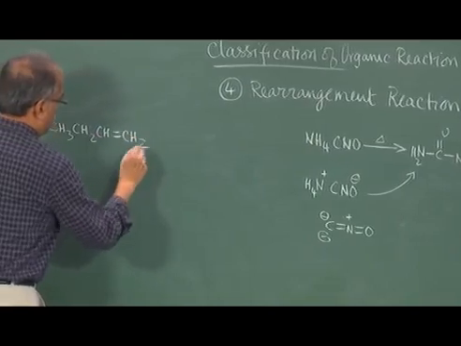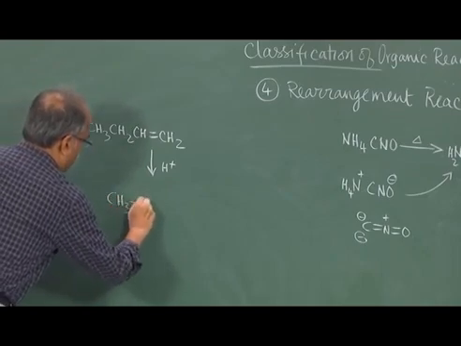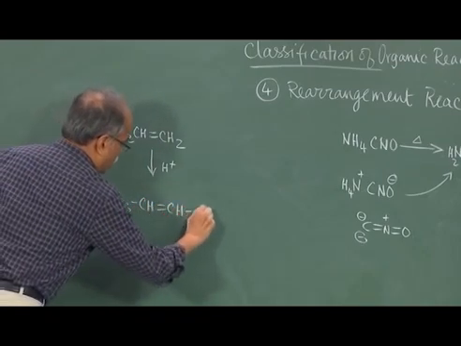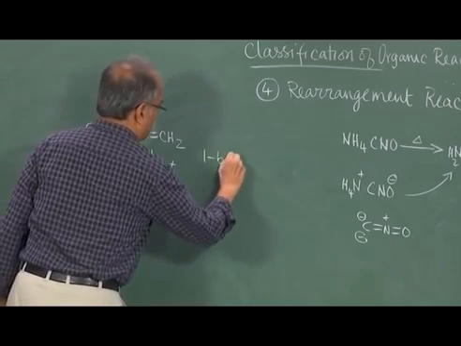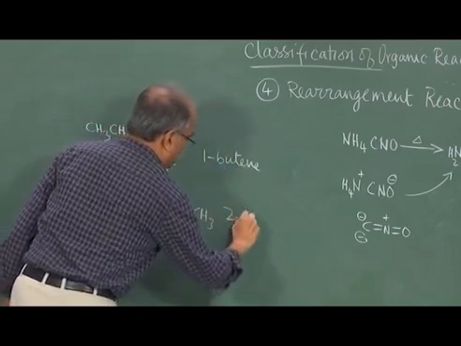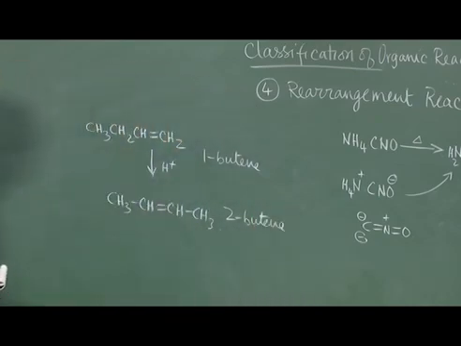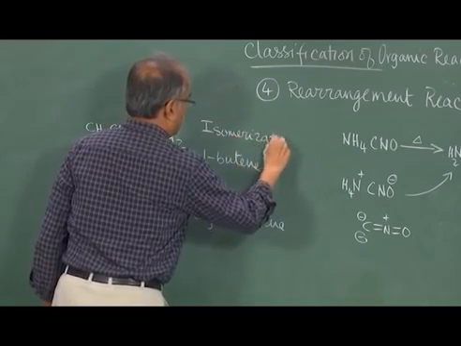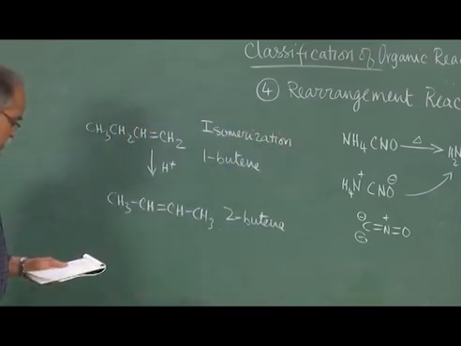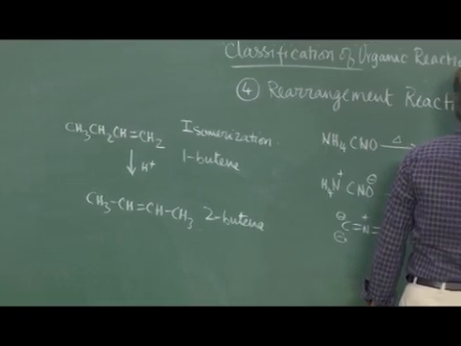Here there is a rearrangement: if you treat it with an acid, essentially it will undergo rearrangement to give a more substituted olefin. Here there is a migration of a double bond; this is 1-butene, whereas this is 2-butene. So, migration of the double bond is also considered to be a rearrangement process. This can also be called an isomerization process. Carbonium ions are very prone to undergo rearrangement reactions.